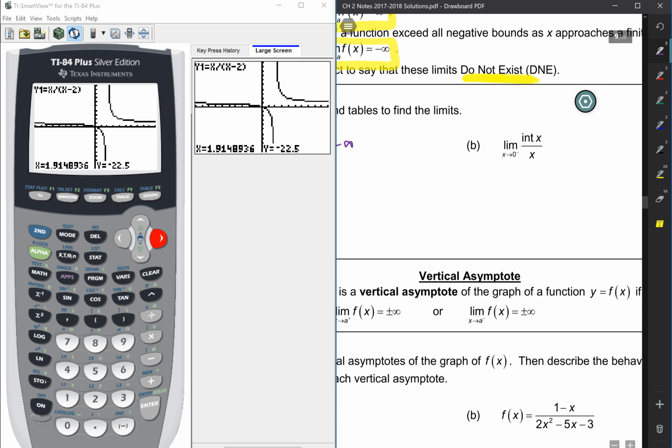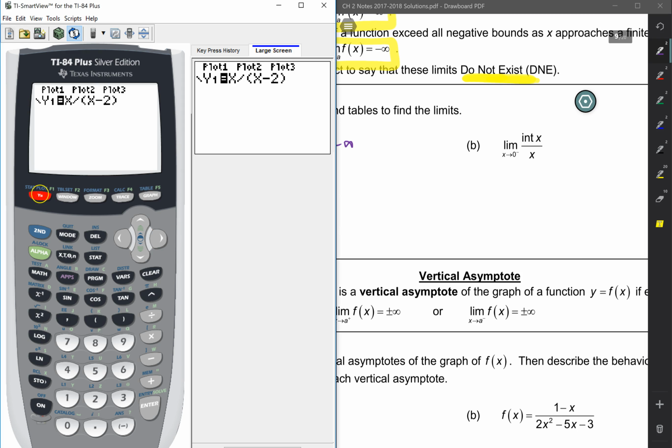Okay. So let's graph that next function. Have you guys seen that next function before? No. Okay. So int is the integer function, and the integer function is actually kind of cool.